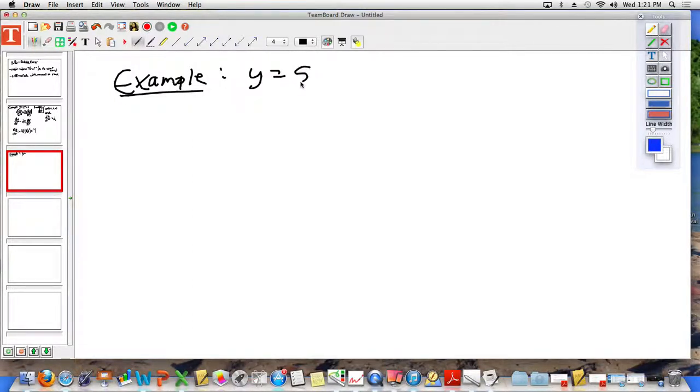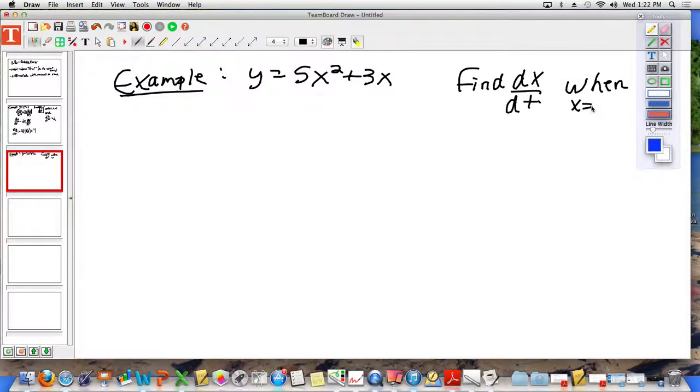y equals 5x squared plus 3x. So very similar to the last one, but this time what I would like you to do is find dx dt. So I'm finding how fast is the x value changing rather than the y value. But I'm going to give you some information. I'm going to tell you that x is equal to 2.